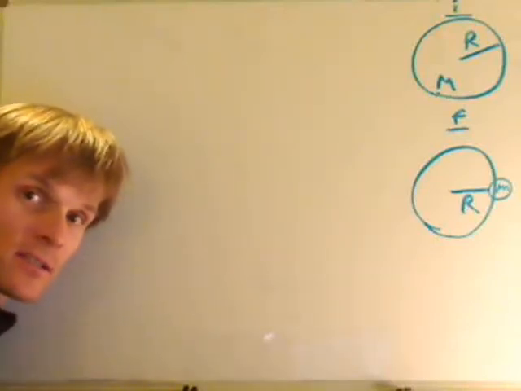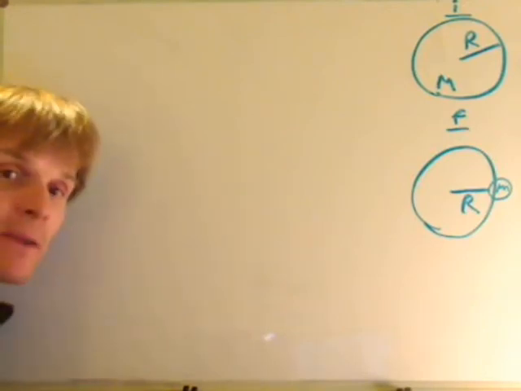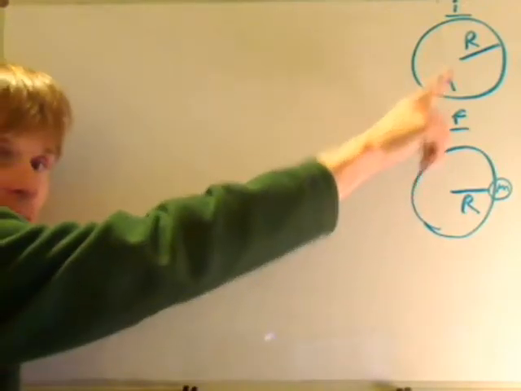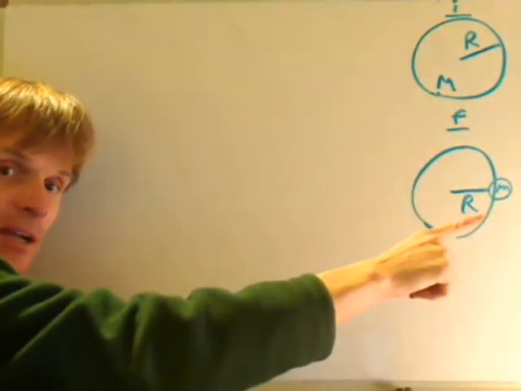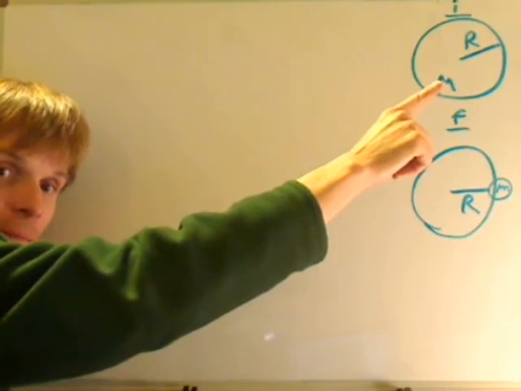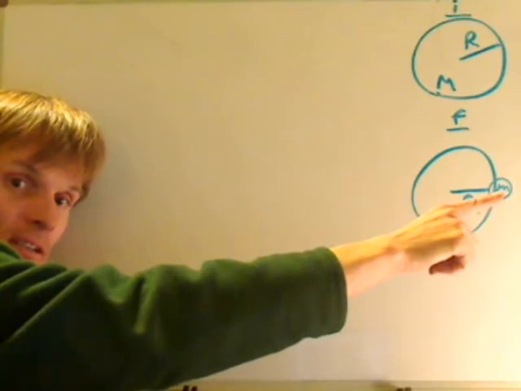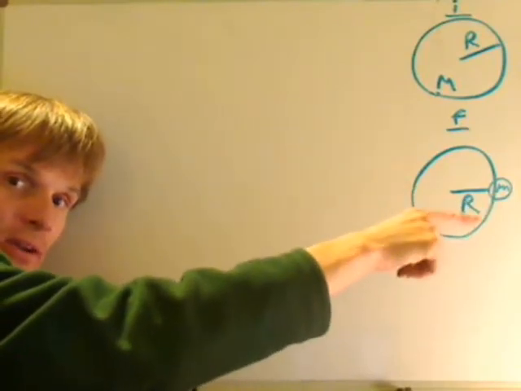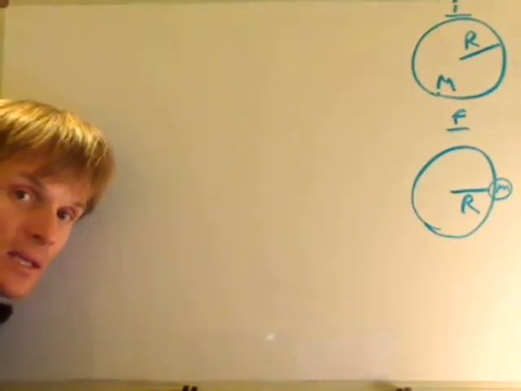Okay, so let's do this merry-go-round example here. In this example, we have a merry-go-round of certain mass and radius, spinning, and some kid jumps on. So here's our initial situation. We have this little kid of mass little m, it's kind of hard to see there, who jumps on the merry-go-round.